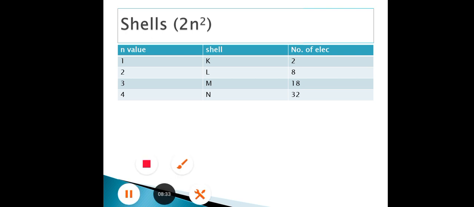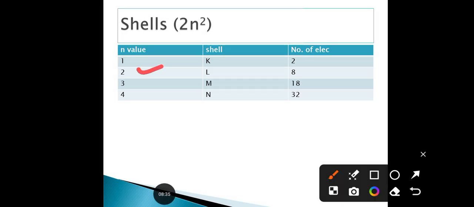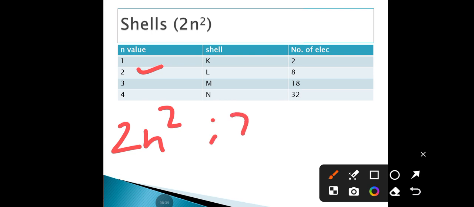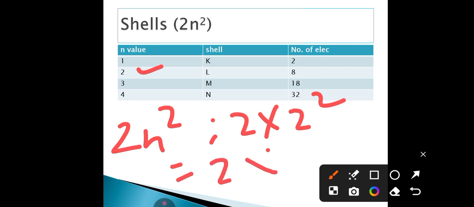Now the next one, n is equal to 2. Again, let me substitute in 2n square. How much is 2 into 2 square? 2 square is 4, and 4 twos are 8. That's how I got this number 8. It means for the L shell, the second shell next to the K shell, how many electrons can be accommodated? 8 electrons only.